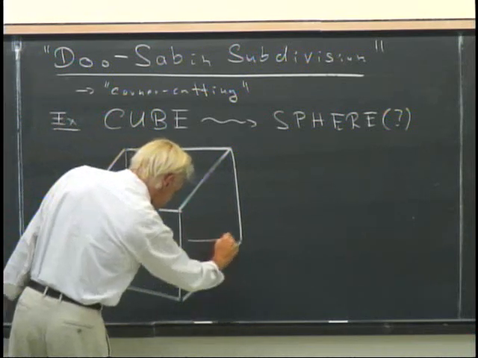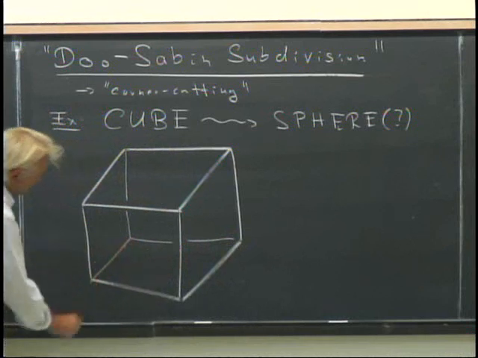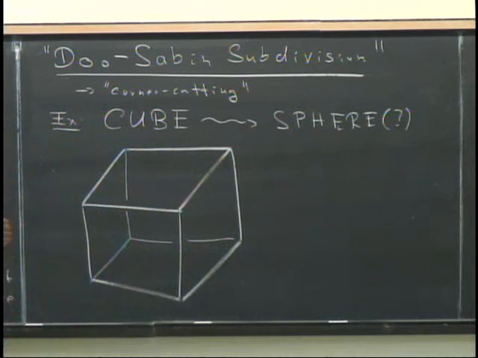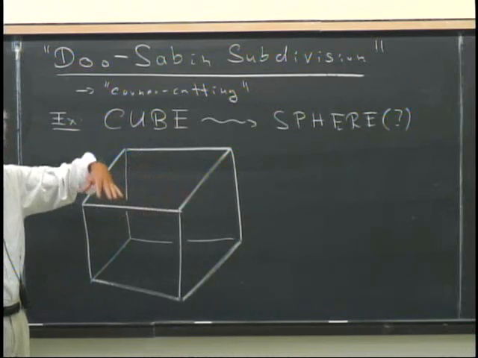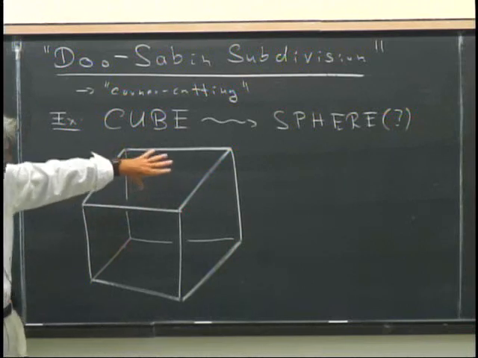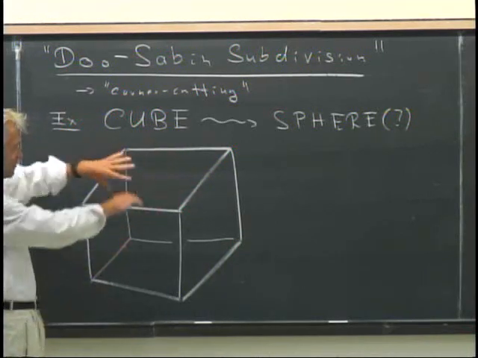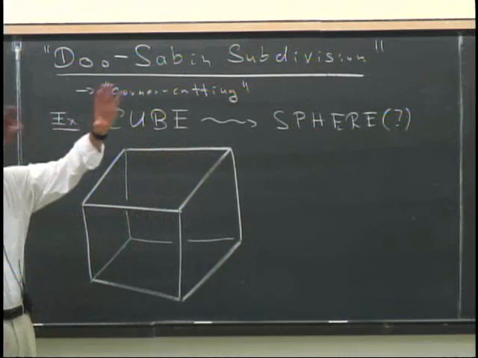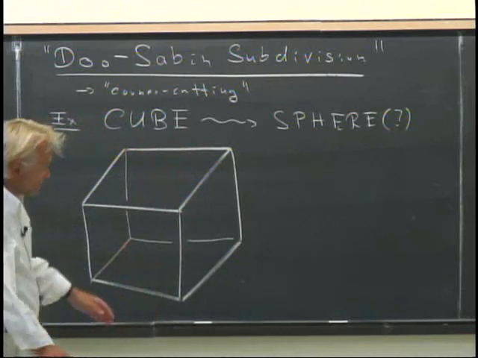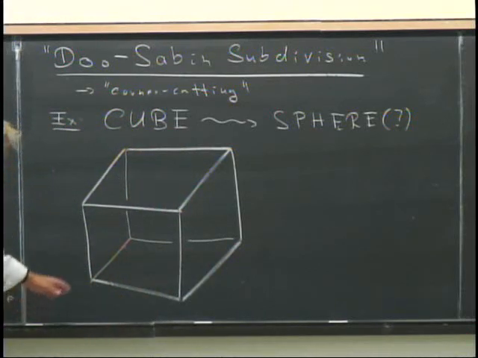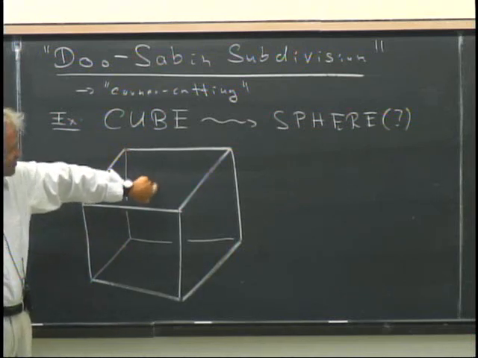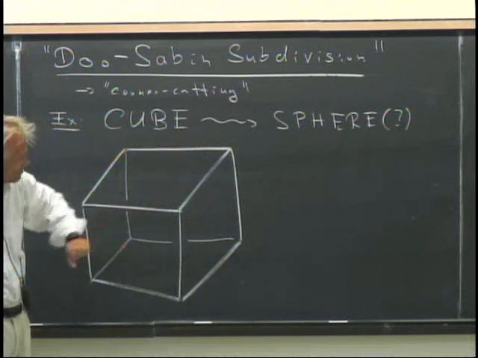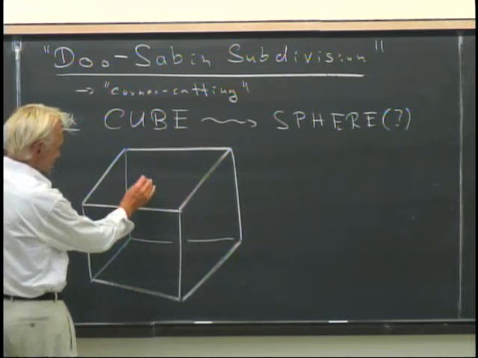And now Do-Sabin does the following. Do-Sabin takes every face of a polygonal mesh. It can be an arbitrary polygonal mesh. Okay, it doesn't have to be just four-sided things. It can be a mesh of triangles, quadrilaterals, pentagons, hexagons, heptagons, octagons, etc. It takes the center, defined as the centroid of the vertices defining each polygon.